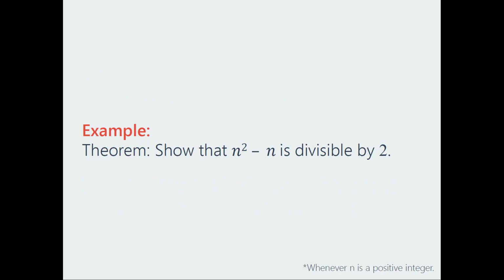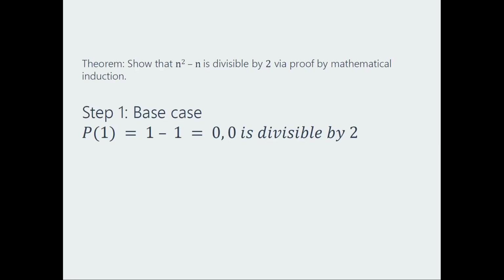Let's have an example. Theorem. Show that n squared minus n is divisible by 2 whenever n is a positive integer. First, we have to prove that this theorem works for the base case. So let's prove it using the smallest possible numbers, in this case, the smallest positive integers. Let's start with 1. Substituting n with 1, that's 1 squared minus 1, we'll get 1 minus 1, which is 0, and that's divisible by 2.